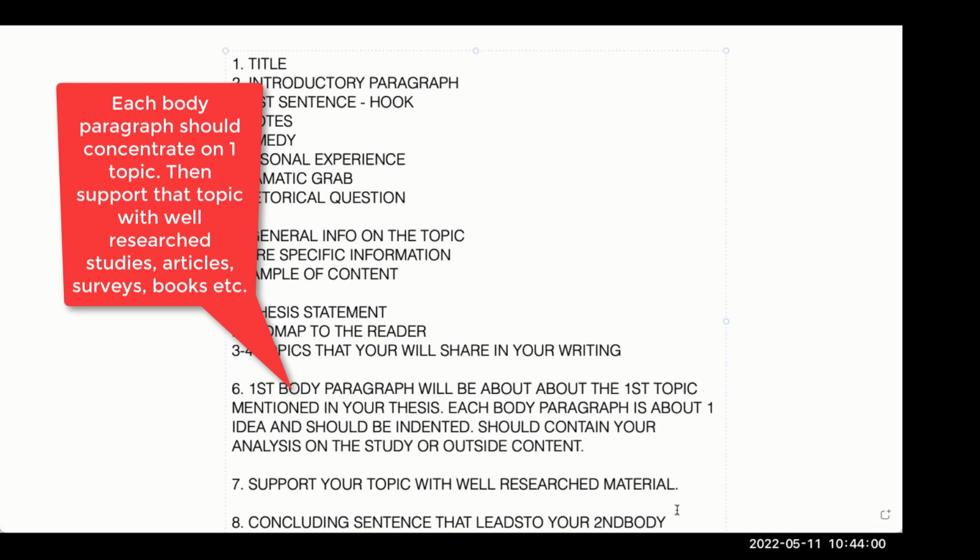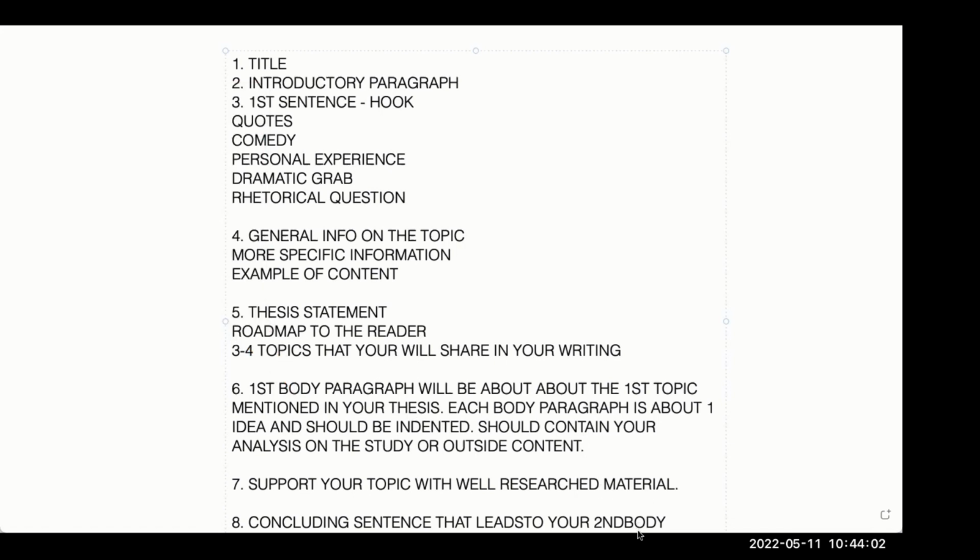Okay. So, of course, your second and third body paragraph should follow the same parameters as the first body paragraph.